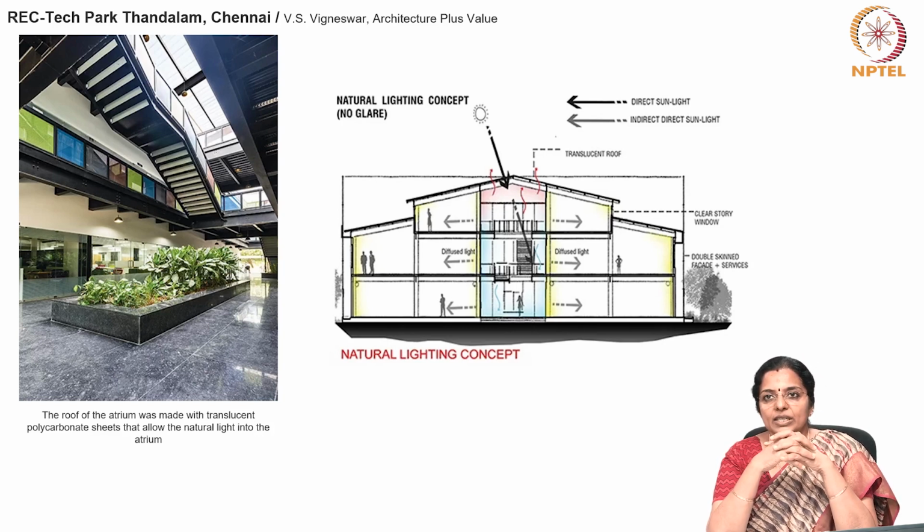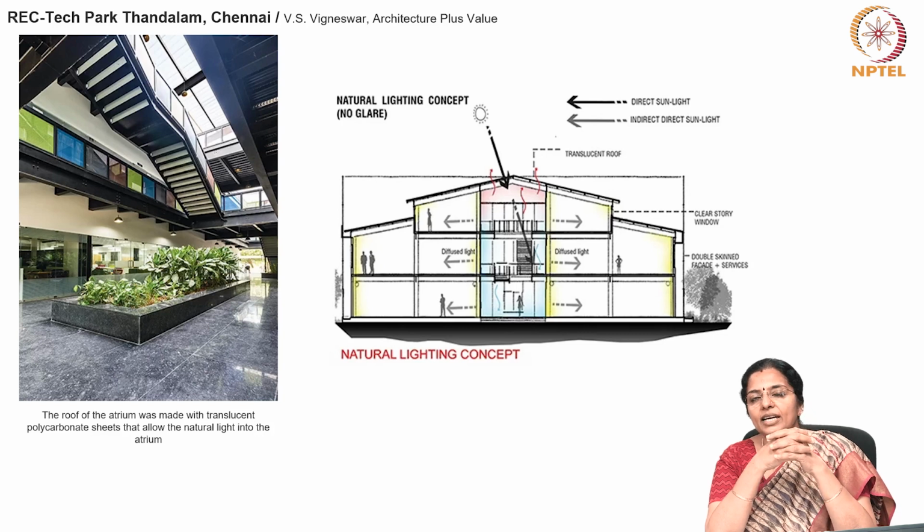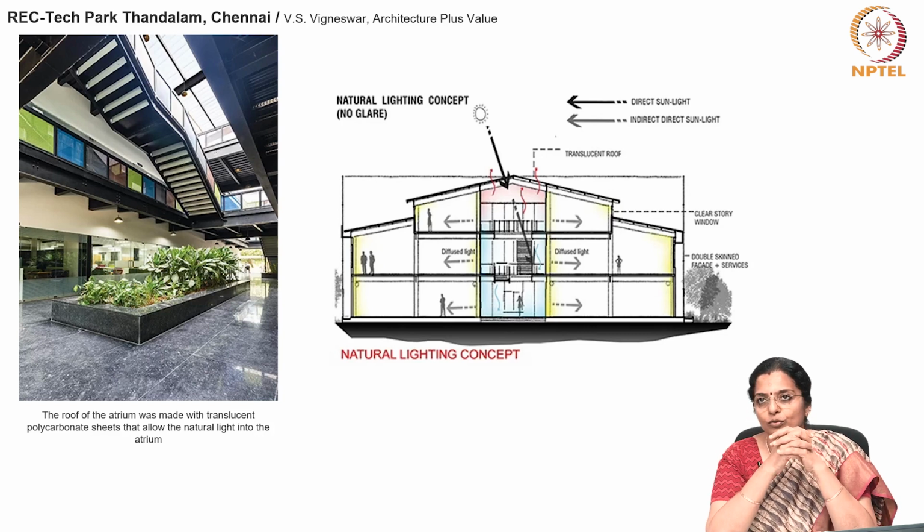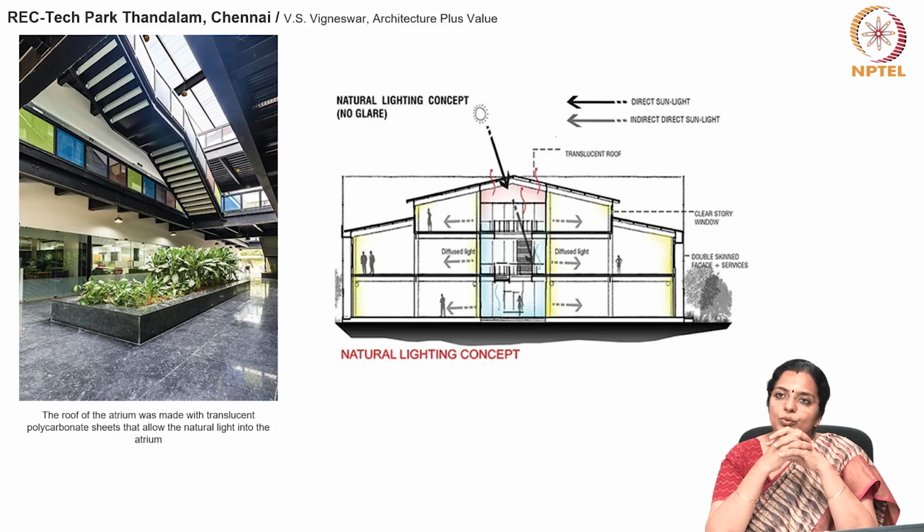The atriums were designed to be naturally lit and ventilated. Thus, the cost of lighting and ventilating a large space was cut off. The roof of the atrium is made up of translucent polycarbonate sheets that allow natural light into the atrium. This in turn leads to reflected glare-free light inside the classrooms and programmatic areas.